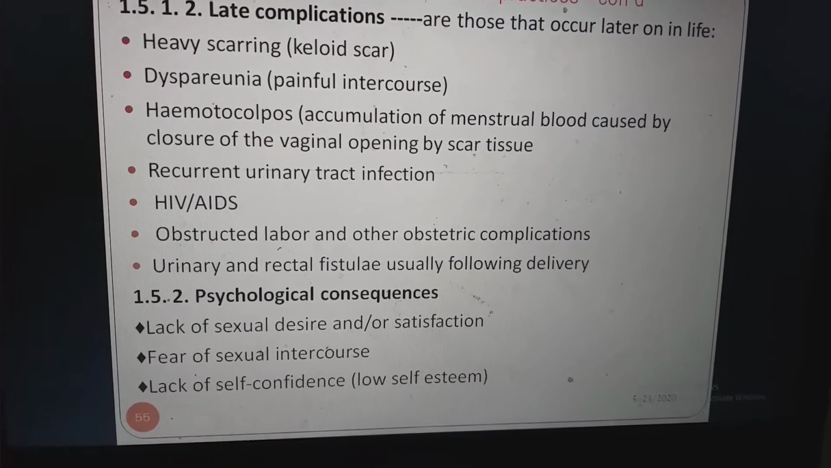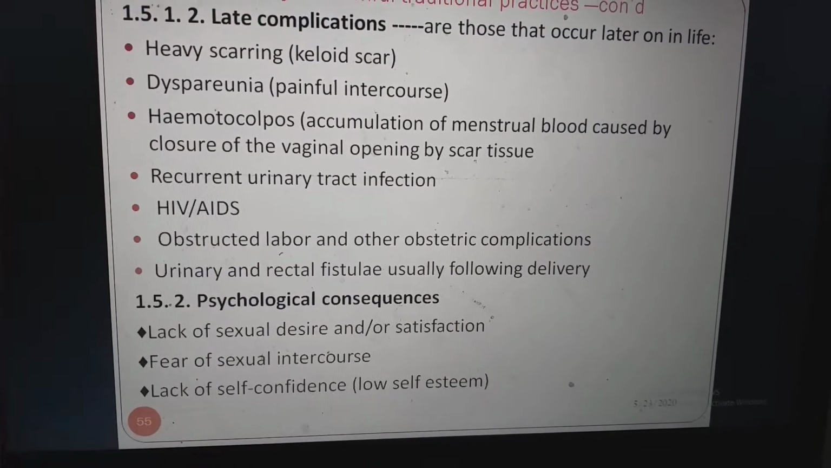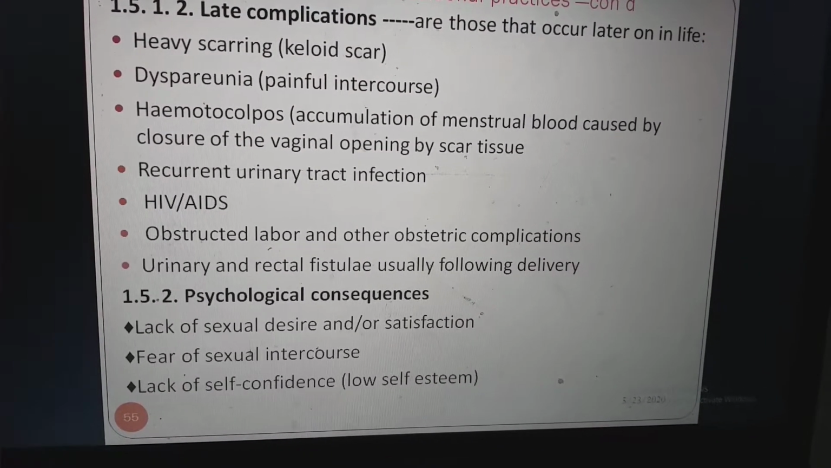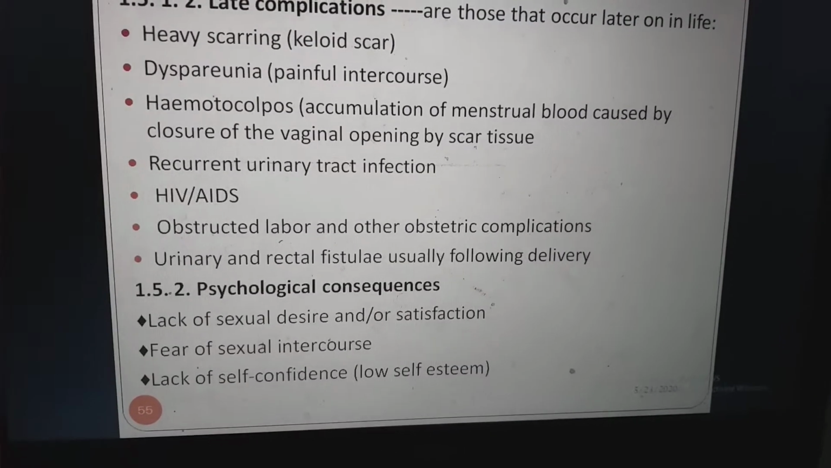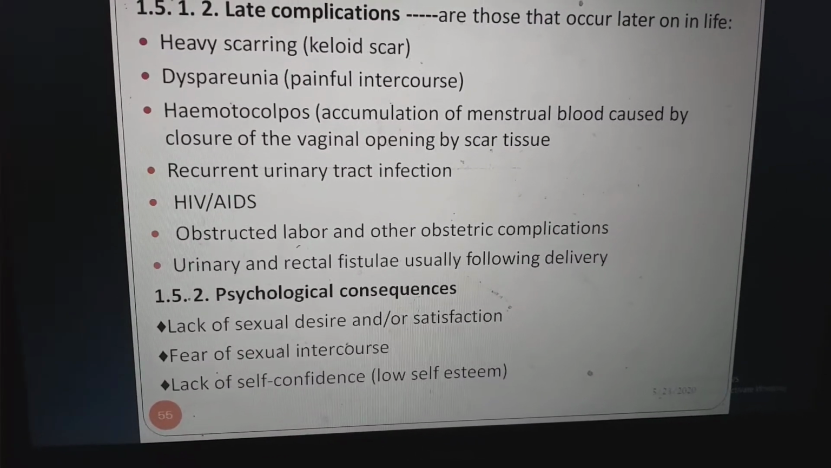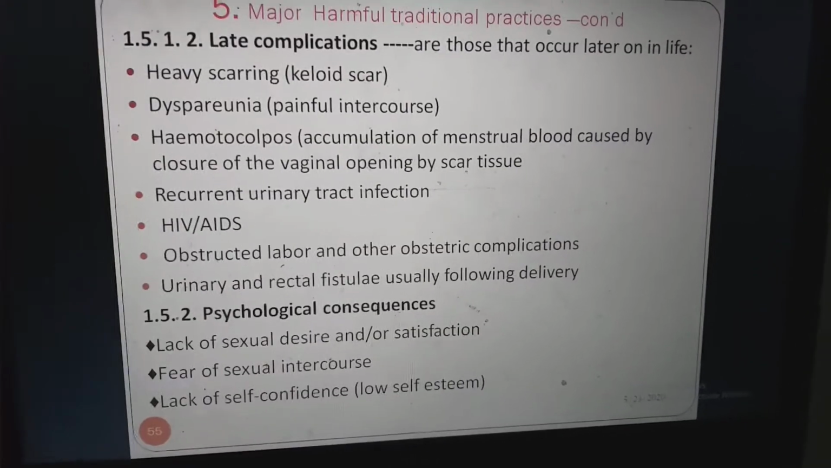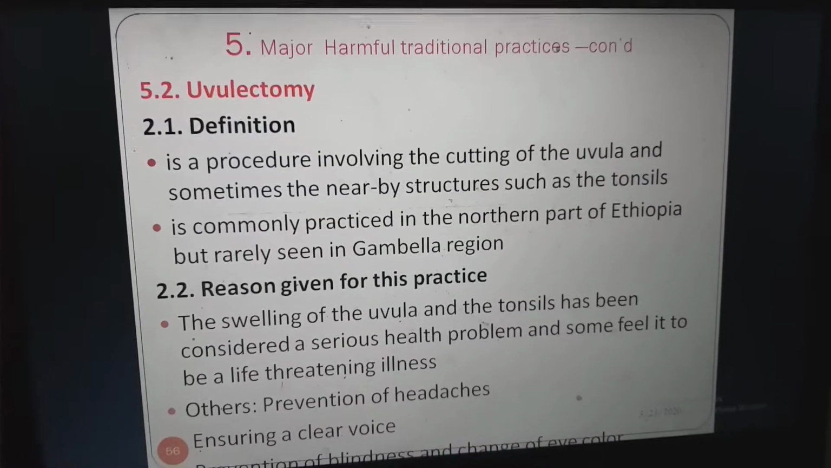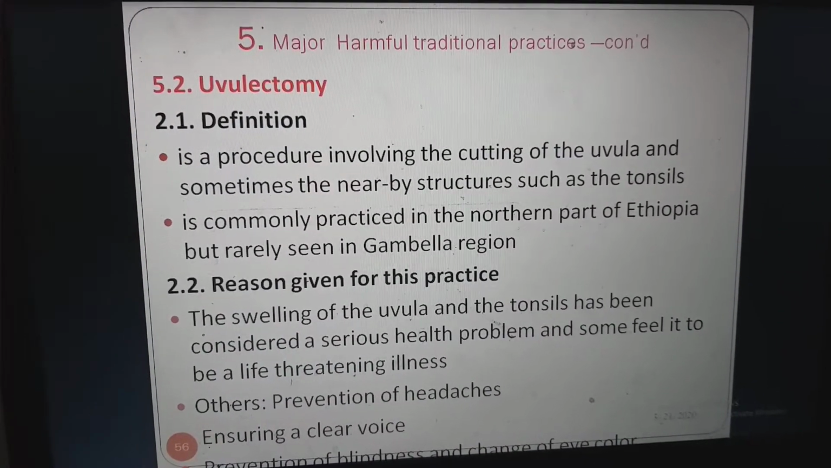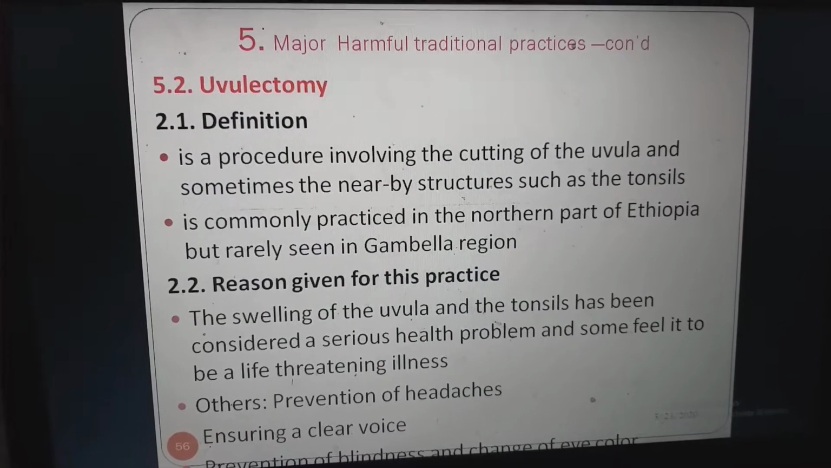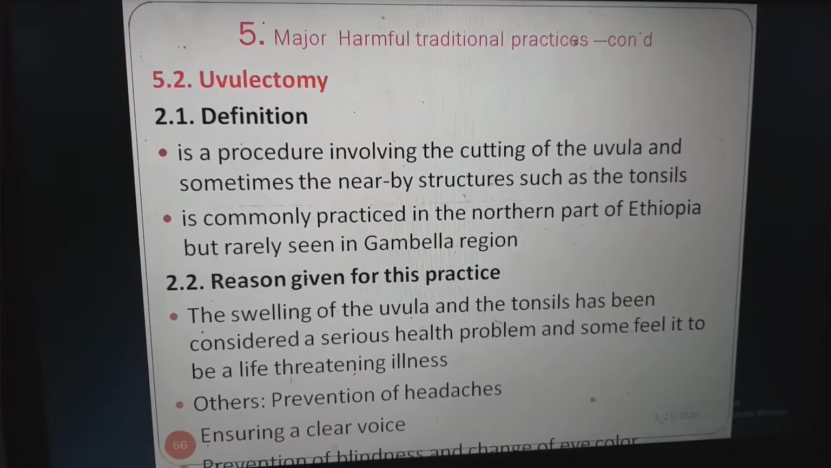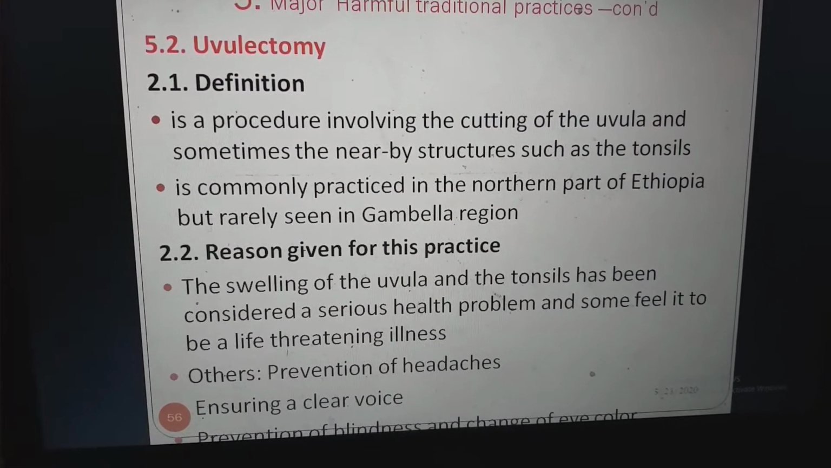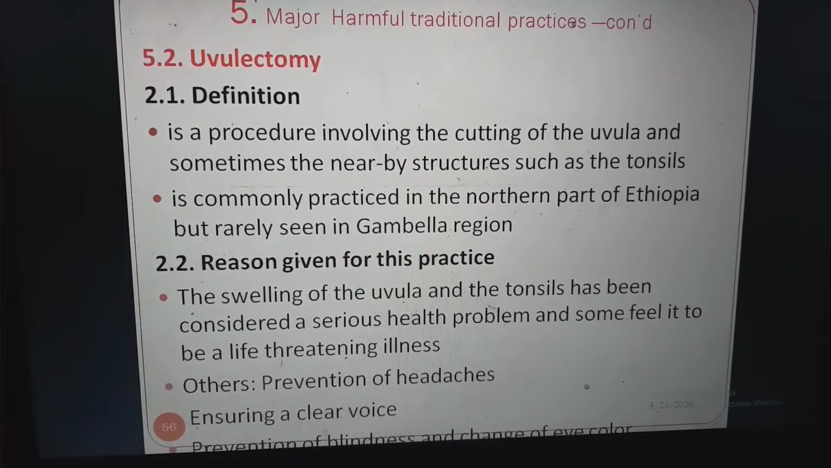The second one is psychological consequences: lack of sexual desire and or satisfaction, fear of sexual intercourse because they are afraid it may be painful, lack of self-confidence, that means low self-esteem. So this is what we call female genital mutilation, which is very serious and nowadays should not be practiced. Please try to avoid it. First avoid it in your families, then try to give awareness to the community.